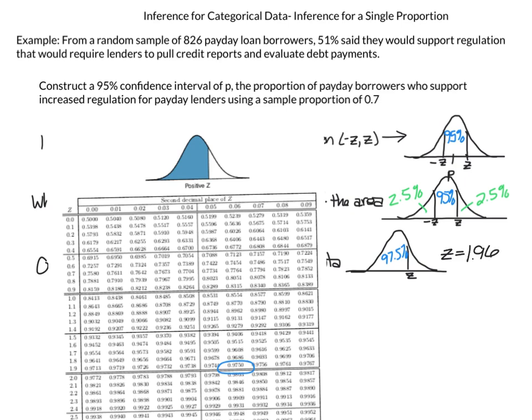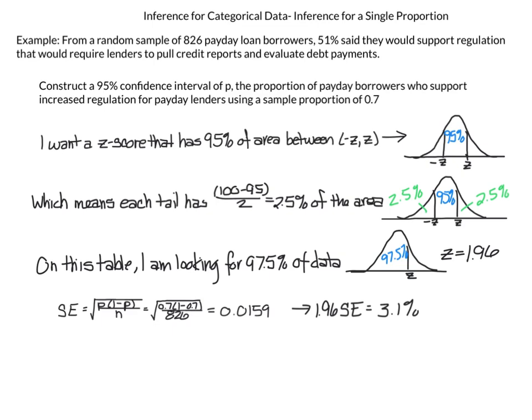The other thing I knew to look around for is the 68, 95, 99.7 rule, which says that approximately 95% of the data is between two standard deviations, or z equals 2. But that's an approximation. A closer approximation is this 1.96. I can now calculate my standard error. We're not doing hypothesis testing, we're doing a confidence interval.